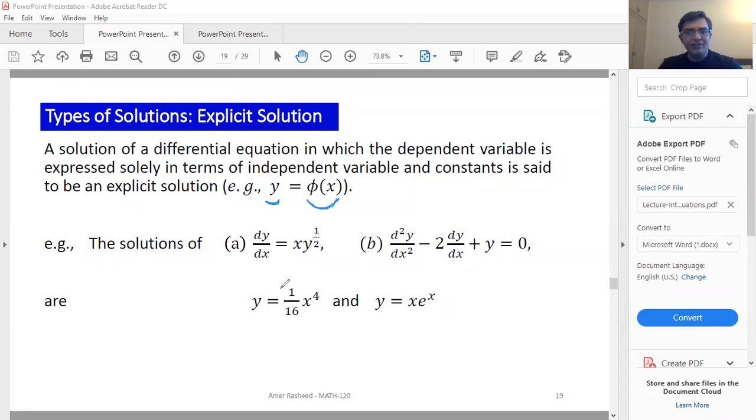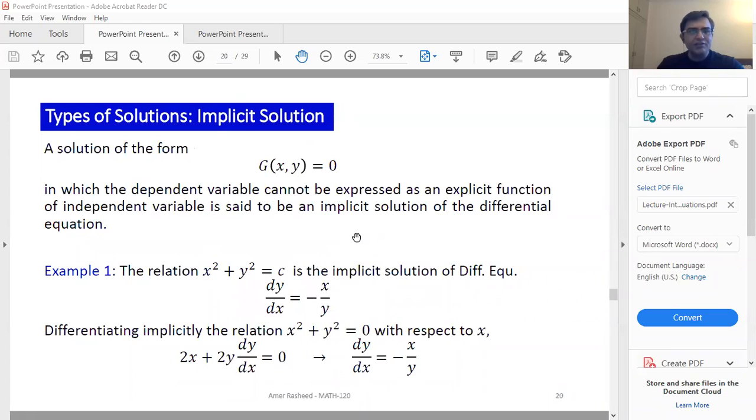Again, if we insert the solution, for example, this is the solution of this differential equation, and this solution is an explicit function of x. You can see here that there is no y on the right side. So y can be expressed in the form of x, or as a function of x. Similarly, for this differential equation, you can see the solution is an explicit function of x only. So this is called an explicit solution. I hope you got it.